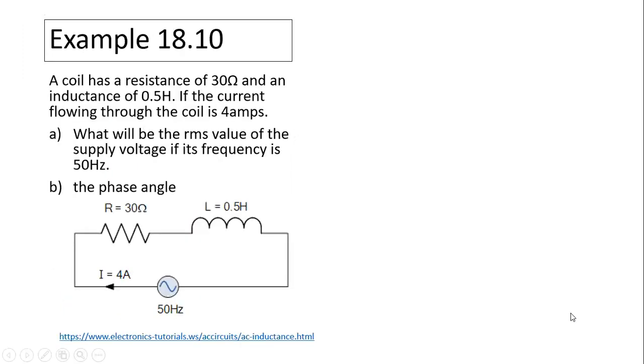All right, try this question. A coil, that's your coil, of resistance 30 ohm, and an inductance 0.5 Henry. The coil itself has resistance, so they separate it for you. It's a pure inductance 0.5 Henry. If the current flowing through the coil is 4 ampere, what will be the root mean square value of the supply voltage? The frequency is 50 Hertz. Okay, you should be able to do that.